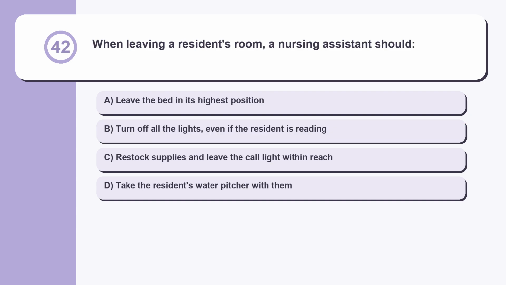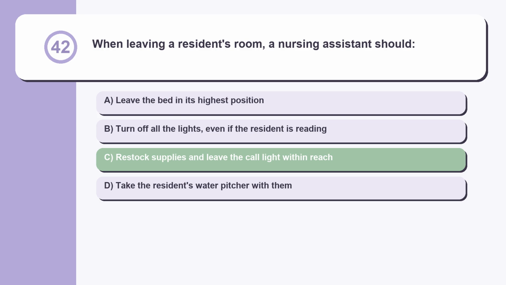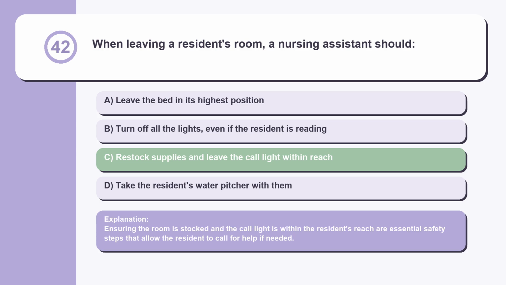Question 42. When leaving a resident's room, a nursing assistant should leave the bed in its highest position, turn off all the lights even if the resident is reading, restock supplies and leave the call light within reach, take the resident's water pitcher with them. Ensuring the room is stocked and the call light is within the resident's reach are essential safety steps that allow the resident to call for help if needed.